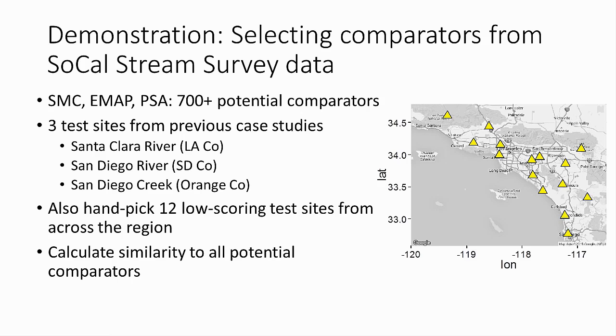But we also were worried, 3 sites, that's nice, but we want a little bit more of a data set. So we also handpicked 12 low-scoring sites and just added them to the mix. And we then decided to look at how similar they were to all the potential comparators in our larger data set.